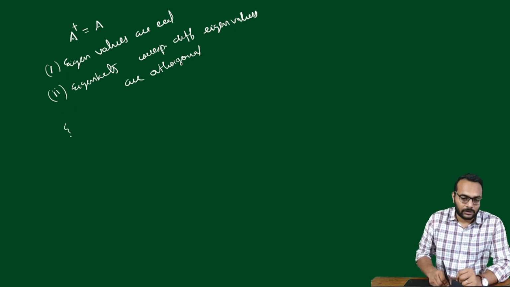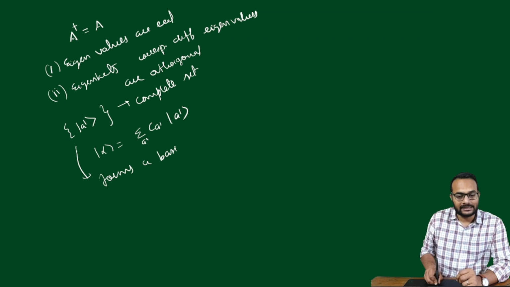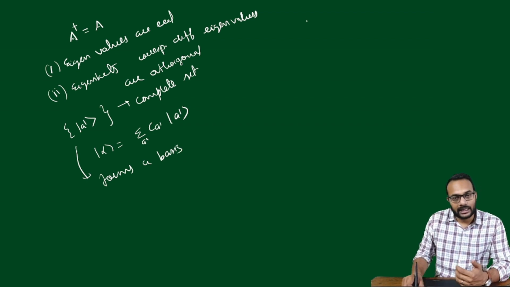We said that it also forms a complete set. The set of eigenvectors forms a complete set. This means that we can expand any vector as a linear combination of these eigenkets. In other words, we can say that the set of eigenkets forms a basis.